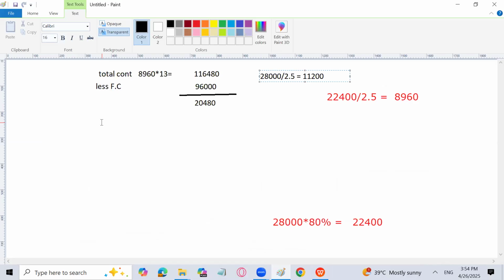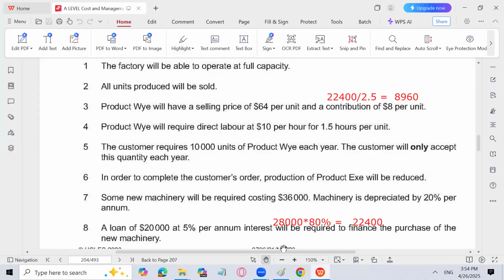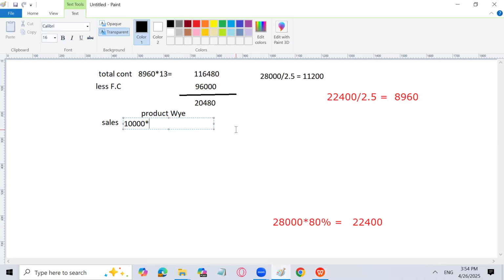So let's calculate the sales of product Y first. I'm going to calculate for product Y, and we'll see about product X afterwards. So for product Y, the sales are going to be 10,000 units, because the customer has given you an order of 10,000 units. And what is the selling price of product Y? 64. So we can multiply it with 64.